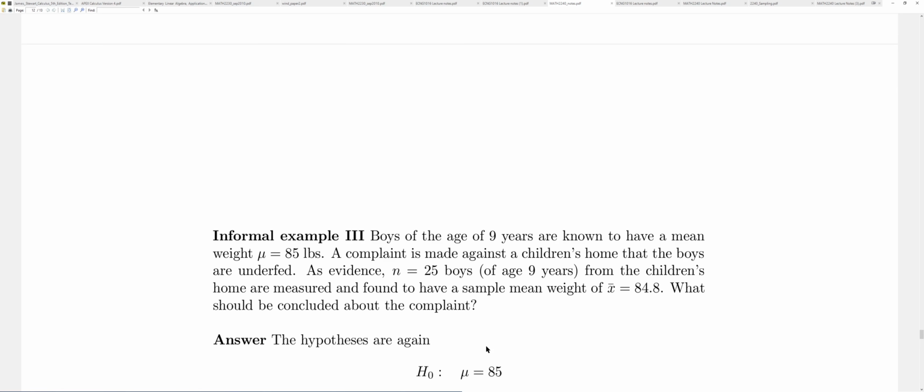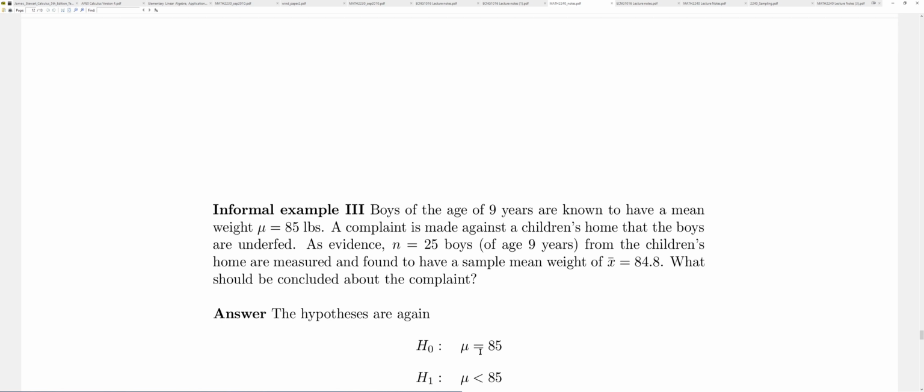Okay, so the hypothesis again would be your null hypothesis, which is the theory that you're testing. You're testing to see if the mean weight of the boys is less than 85. So this is the question that you want answered. So this is the H1 over here. And then you get the H0 from this by using an equality sign over here. Okay, so given this evidence, do we reject H0 or do we not reject H0?